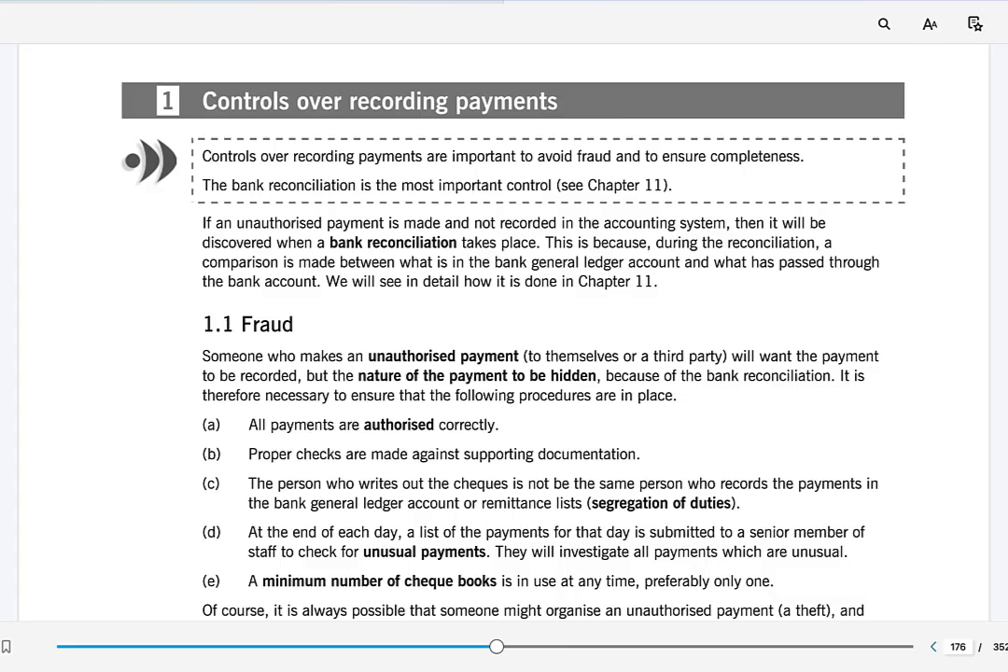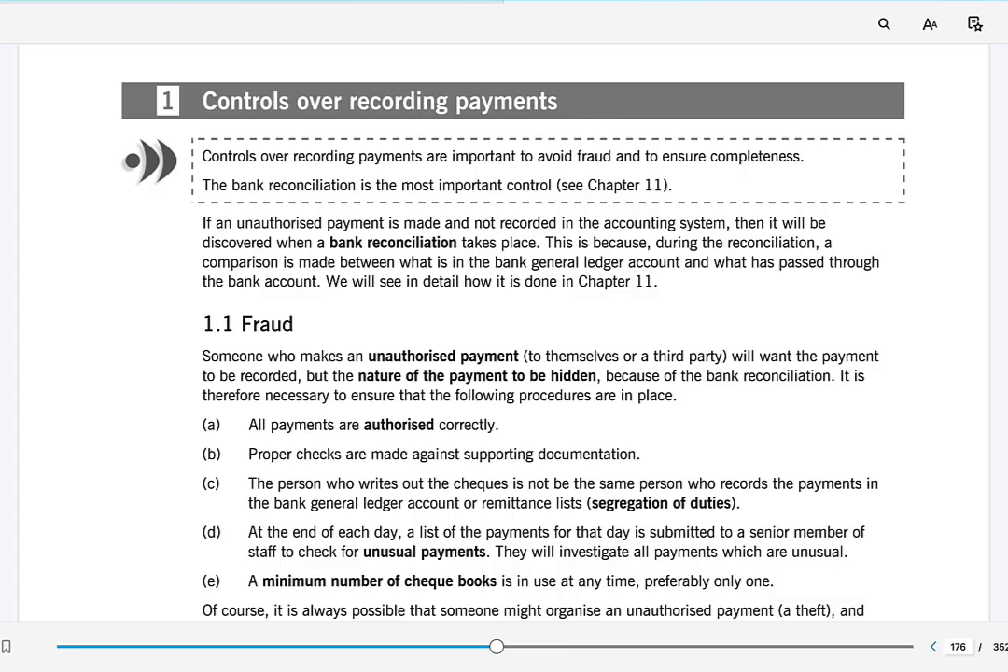Why do we need strong controls when recording payments? Because payments are risky. When a business receives money, money comes in. When a business pays money, money goes out. So the danger is higher. Here are the main risks. 1. Paying the wrong person. 2. Paying the wrong amount.